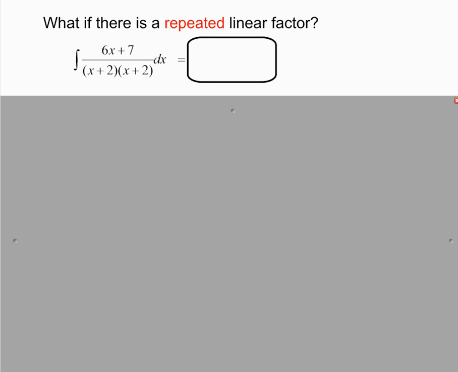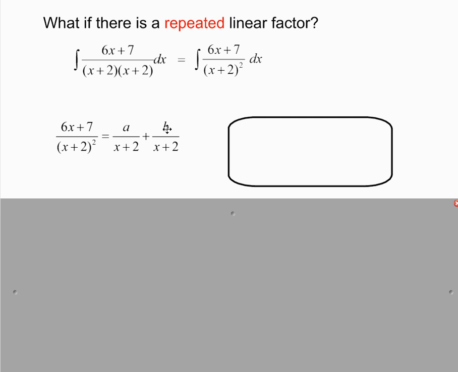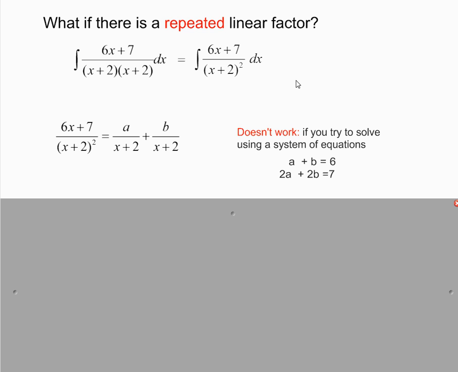Okay, something different. What if there's a repeated linear factor? What if the problem looks like this, where you have an x plus 2 times an x plus 2? Well, in fact, the problem's really not going to look like that. It probably looks more like that, but we can think of it as x plus 2 times x plus 2. If we went to try and do what we did before, if I do A over x plus 2 and B over the other x plus 2, if I go ahead and try and solve for A and B, it's actually not going to work. It's going to end up with a system of equations that has no solution. So that doesn't work. So what do we do?